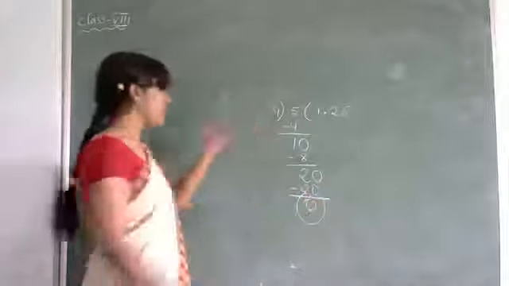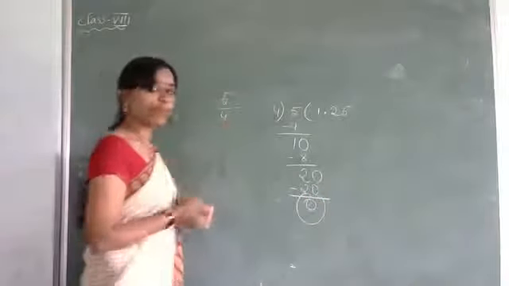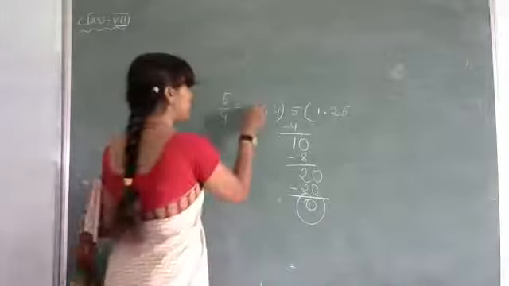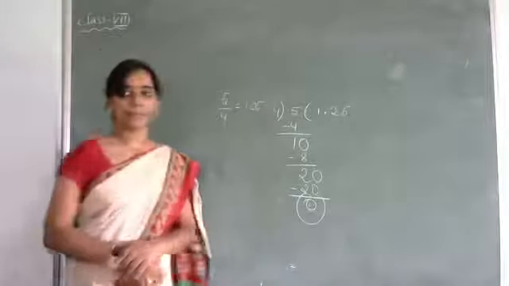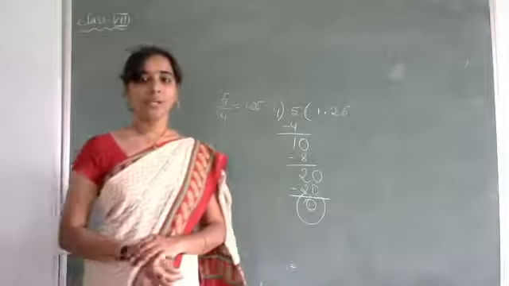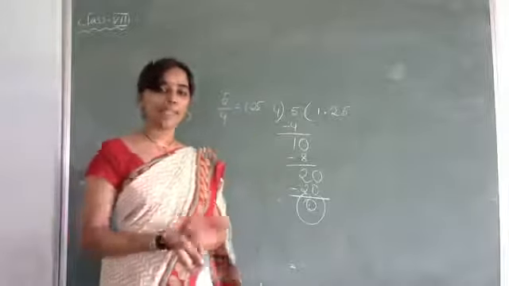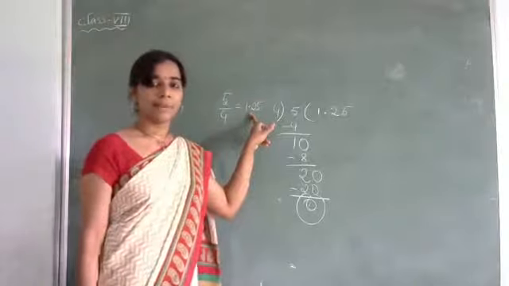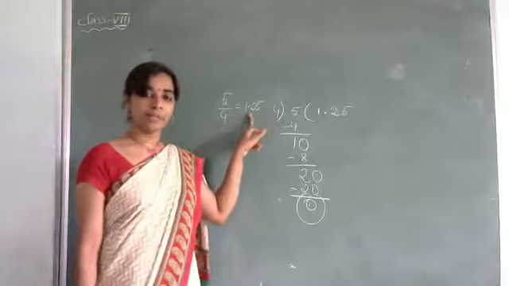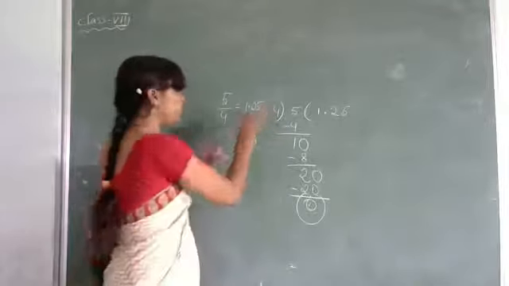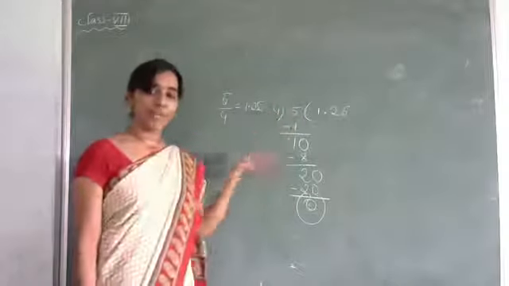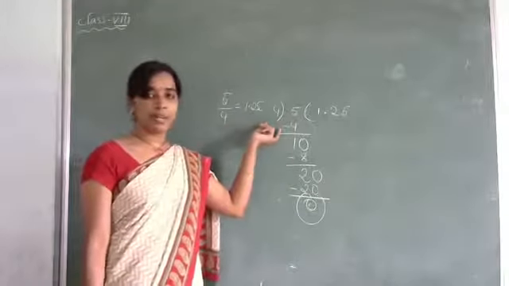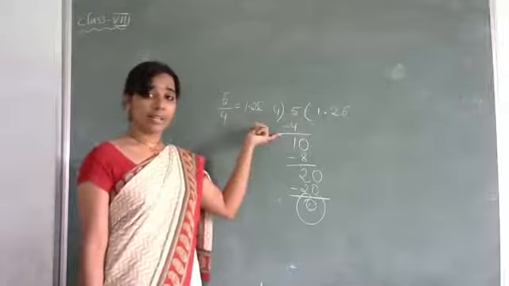So what is the decimal form of 5 by 4? 1.25. The decimal form of 5 by 4 is 1.25. Like that, we can represent a rational number as a decimal number.